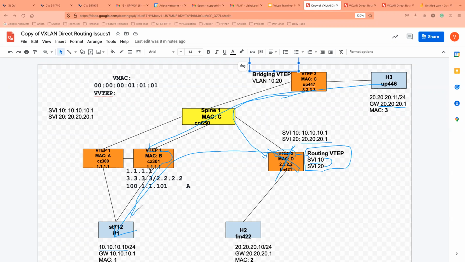Oh, so there is an SVI on VTEP1 as well. Yes. So we have these two as routing VTEPs, and this also has routing VTEP. So this is also here, right? So this is routing VTEP, this is routing VTEP, and this is bridging VTEP. But you are right. If we have centralized routing, with only one VTEP pair as a routing VTEP, then what you mentioned is right.